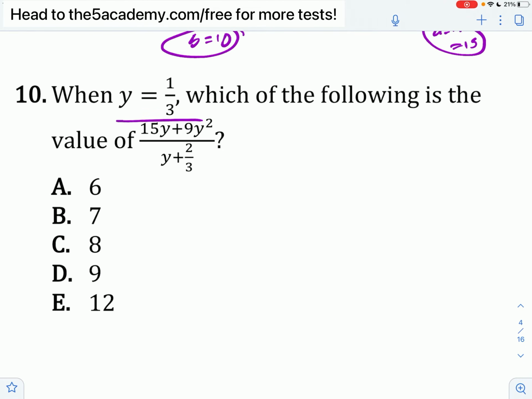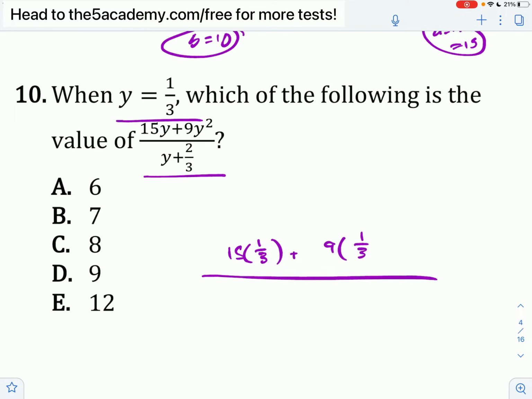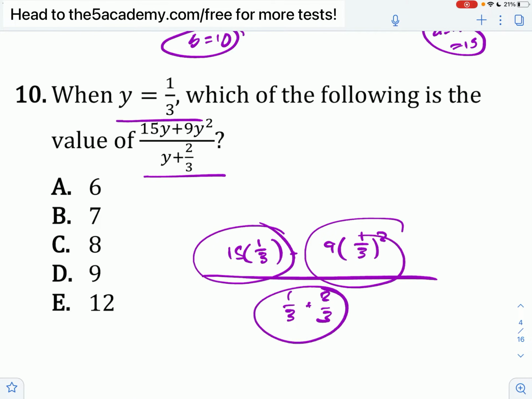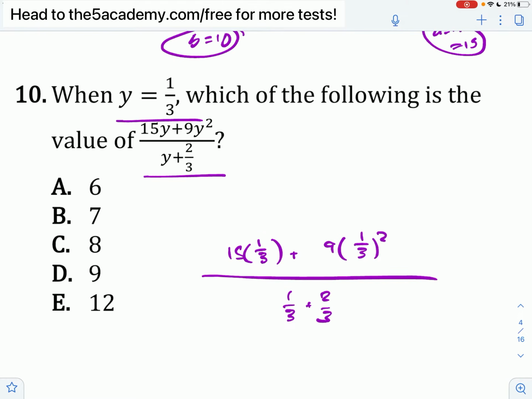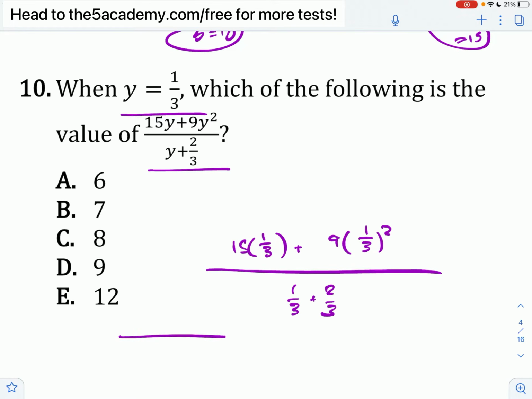When y equals 1/3, which of the following is the value of this? Let's write out the whole fraction and plug in the value. 15 times 1/3 plus 9 times 1/3 all squared, divided by 1/3 plus 2/3. So we have essentially three terms we need to solve. The first one, 15 times 1/3, you can do that on your calculator. If you really want to type it in, you could type in 15 times 1 divided by 3.